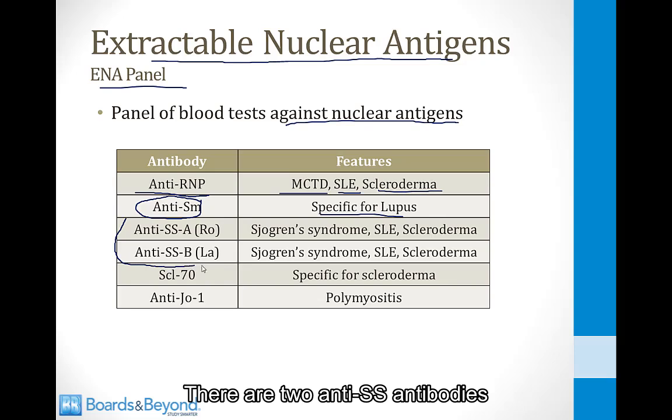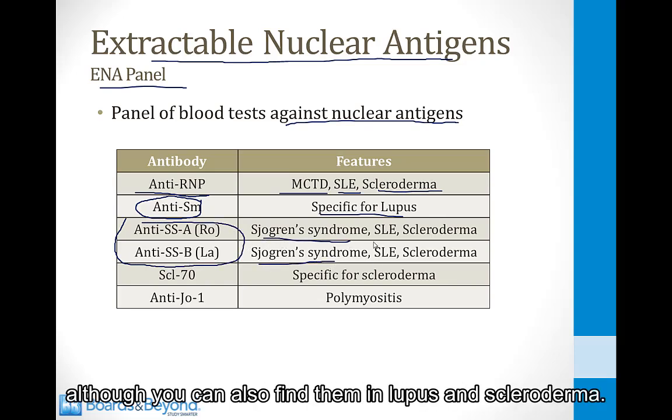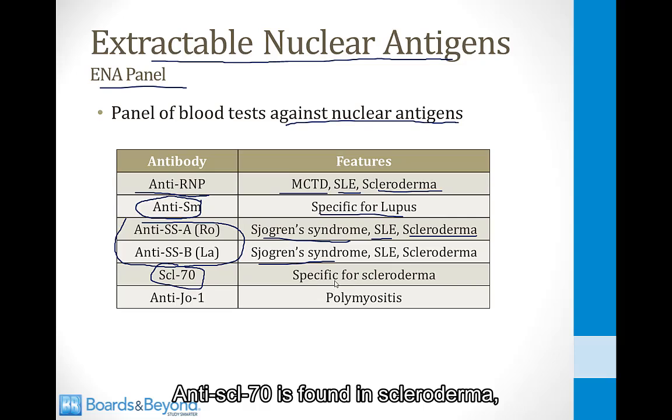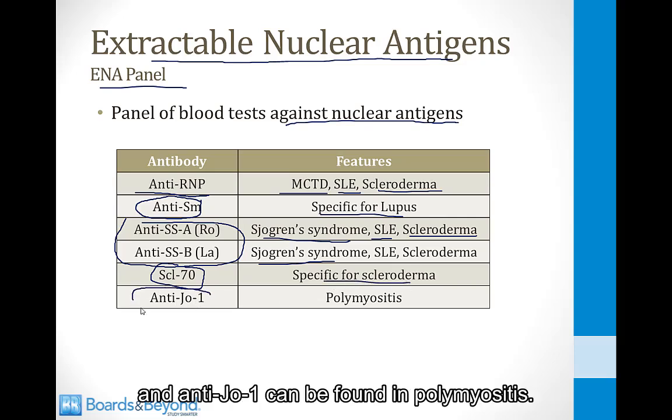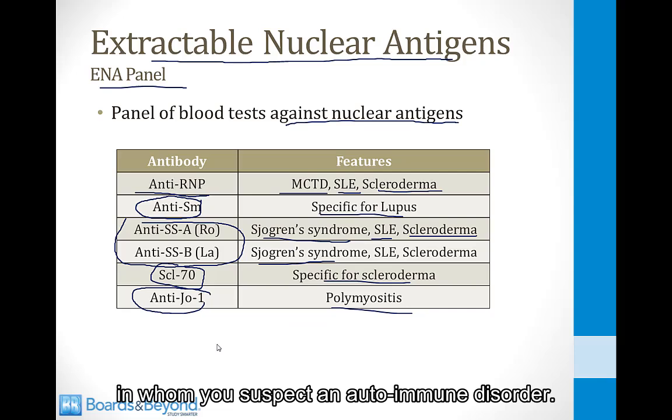There are two anti-SS antibodies, which are relatively specific for Sjogren's syndrome, although you can also find them in lupus and scleroderma. Anti-SCL70 is found in scleroderma, and anti-Jo1 can be found in polymyositis. This panel of blood tests is often sent for patients in whom you suspect an autoimmune disorder.